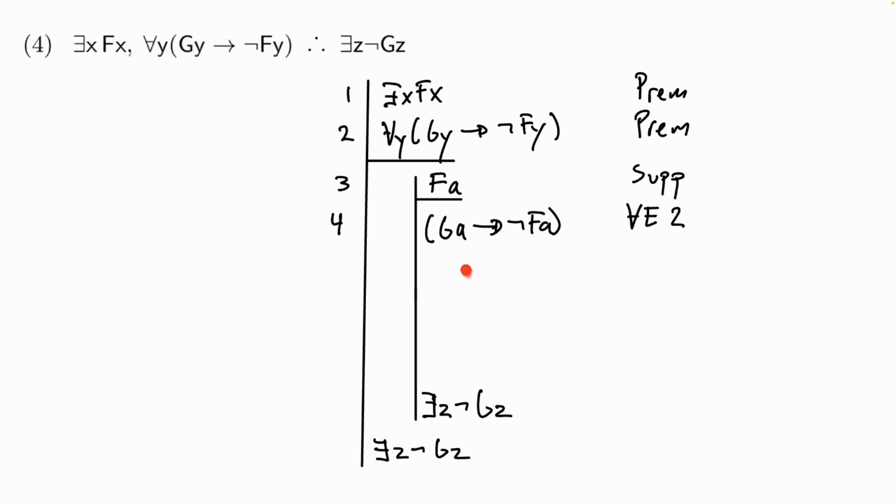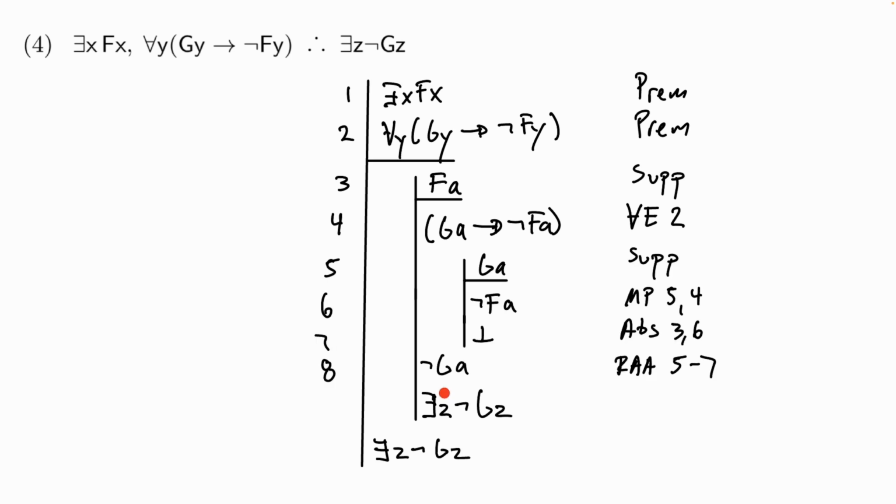We're going to be able to derive not GA here because if we assume GA, we're going to get a contradiction. We're going to get not FA, and we already have FA. So if we assume GA, we get a contradiction, which gets us not GA. So now we've got not GA using reductio reasoning, and now existential introduction gets us there is a z such that not gz.